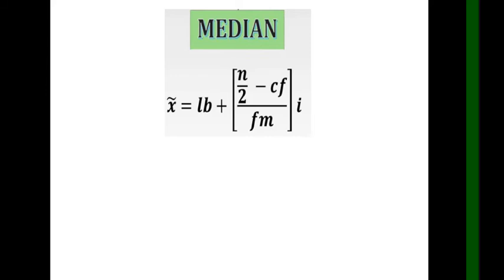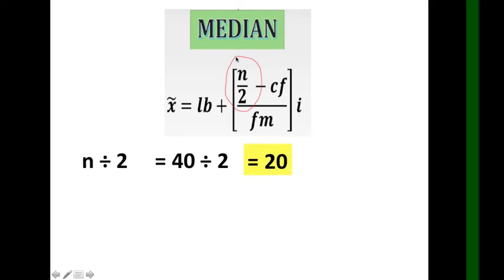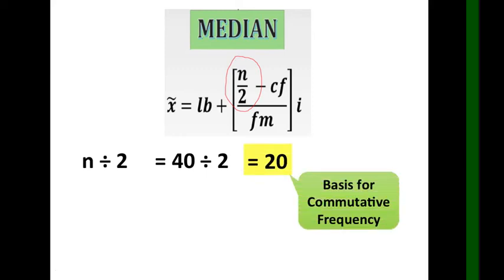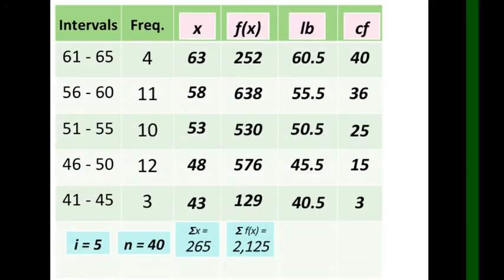For the median, we have LB plus quantity n divided by 2 minus CF over FM times i. First thing to do, we need to get the n divided by 2. Where did I get n divided by 2? So this is the n divided by 2. And our n is 40. So 40 divided by 2, the answer is 20. So this will be our basis for the cumulative frequency, the CF. Now, let's proceed to the table.